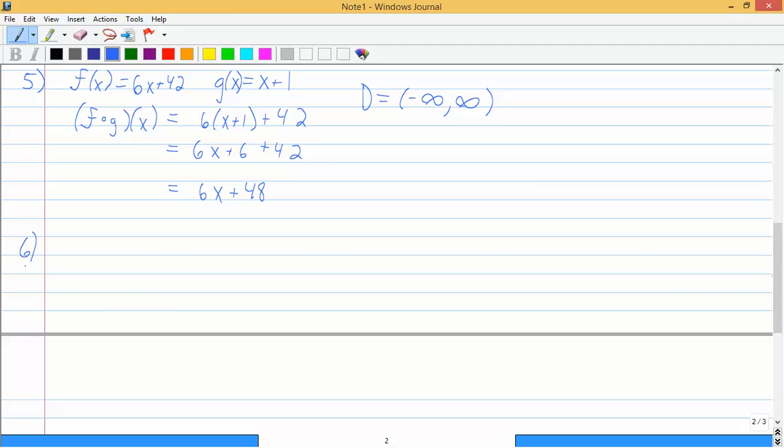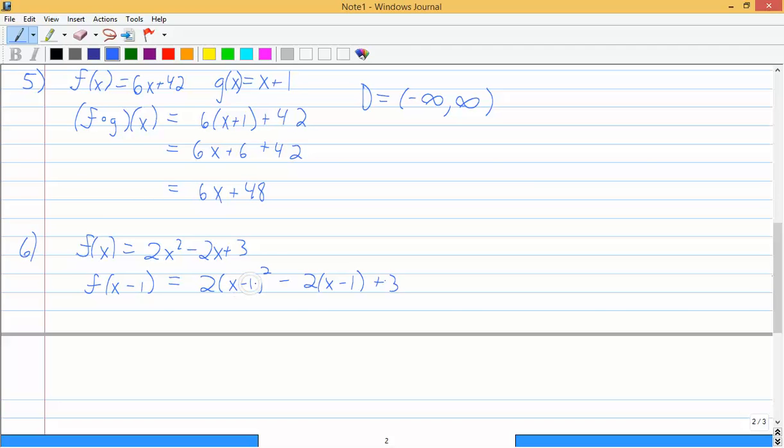Alright, number 6 says to evaluate the function at the given value. So I want to find f of x minus 1. So that means I need to plug in an x minus 1 for every x in parentheses. So make sure when you plug it in, you do put it in parentheses, because if you don't, that'll mess things up.